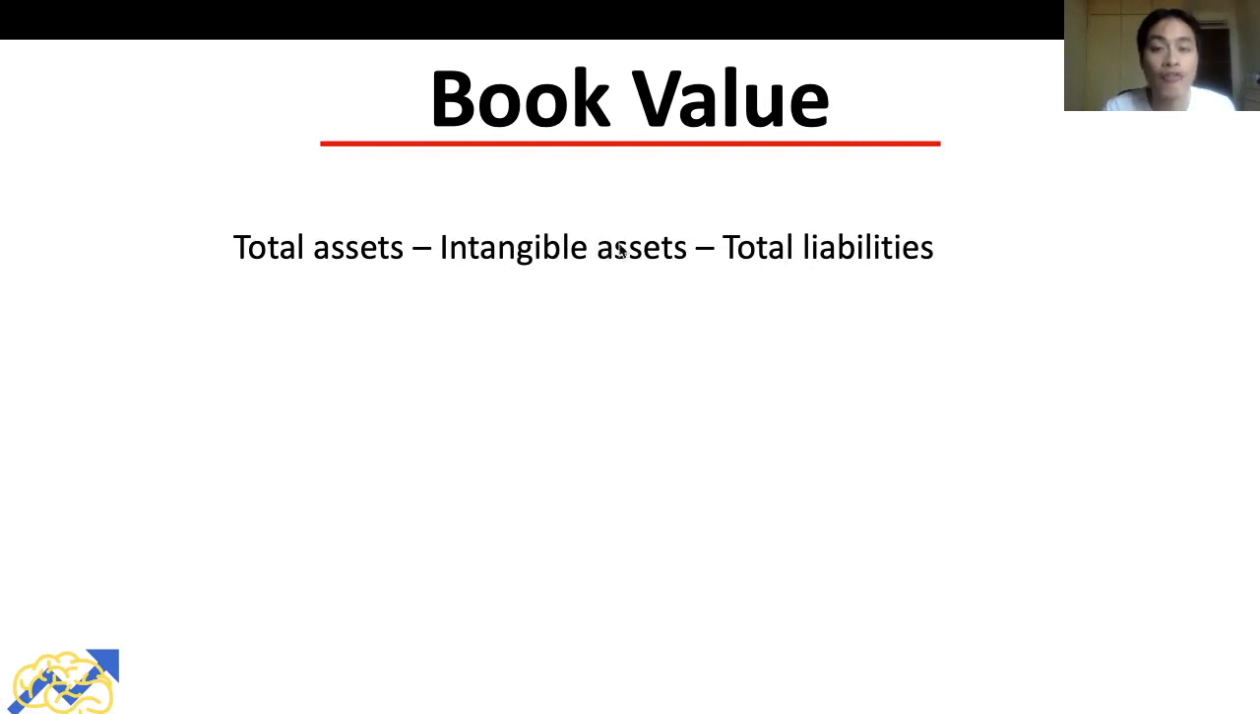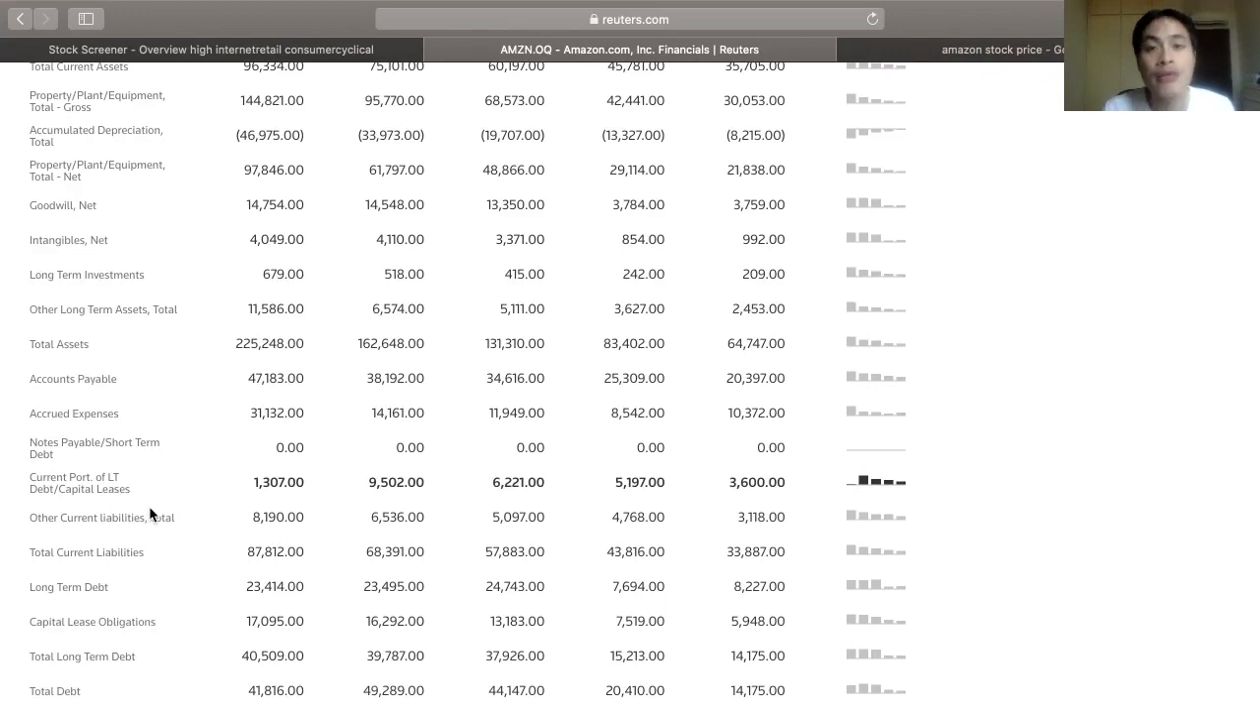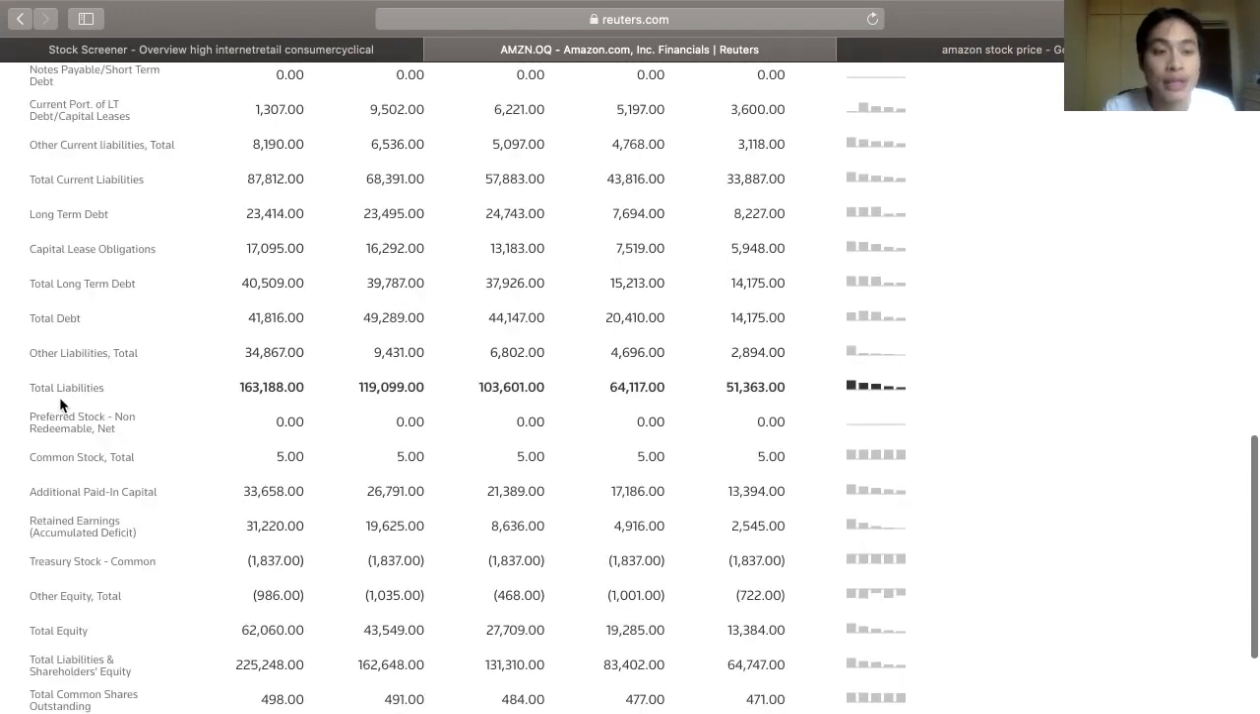And the last thing that we want to find is the total liabilities of Amazon. So the total liabilities, we can also find it in the balance sheet of Amazon. We have the total liabilities here at 163,188. Right, so that is the total liabilities of Amazon.